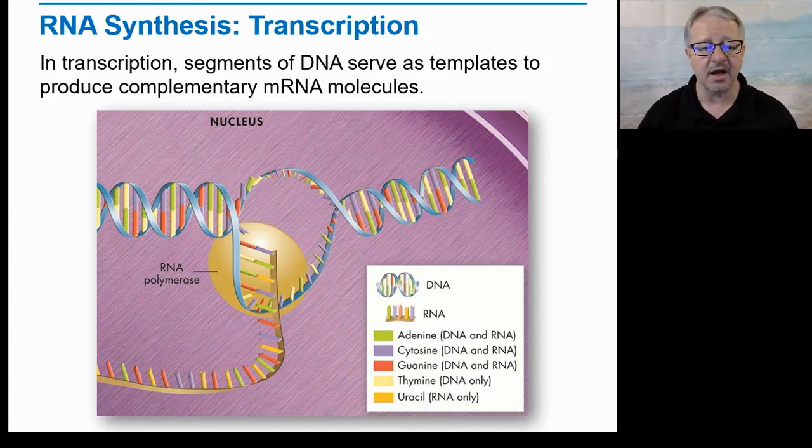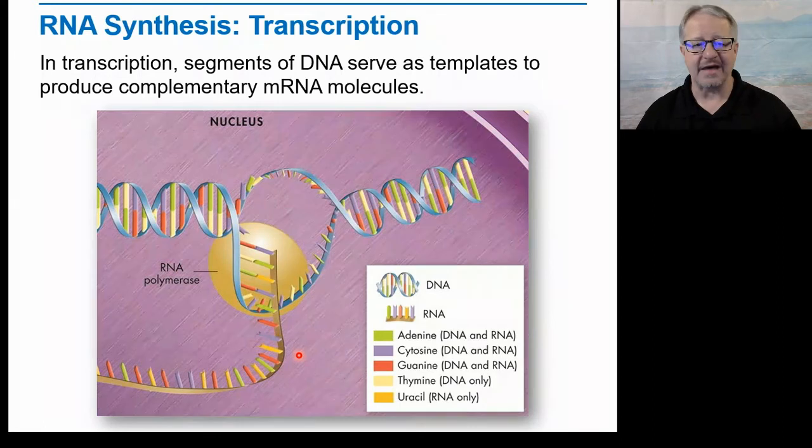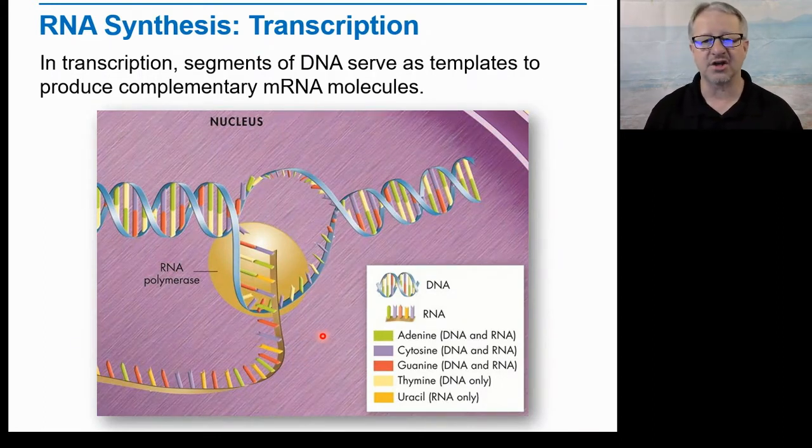You can see that we are currently inside of the nucleus. The nucleus is listed here, and you can see a portion of the nuclear membrane right here. That shows us that we're inside of the nucleus. Once that RNA is made, it's going to leave the nucleus and enter into the cytoplasm of the cell. Now, this process of building that RNA molecule is called transcription.